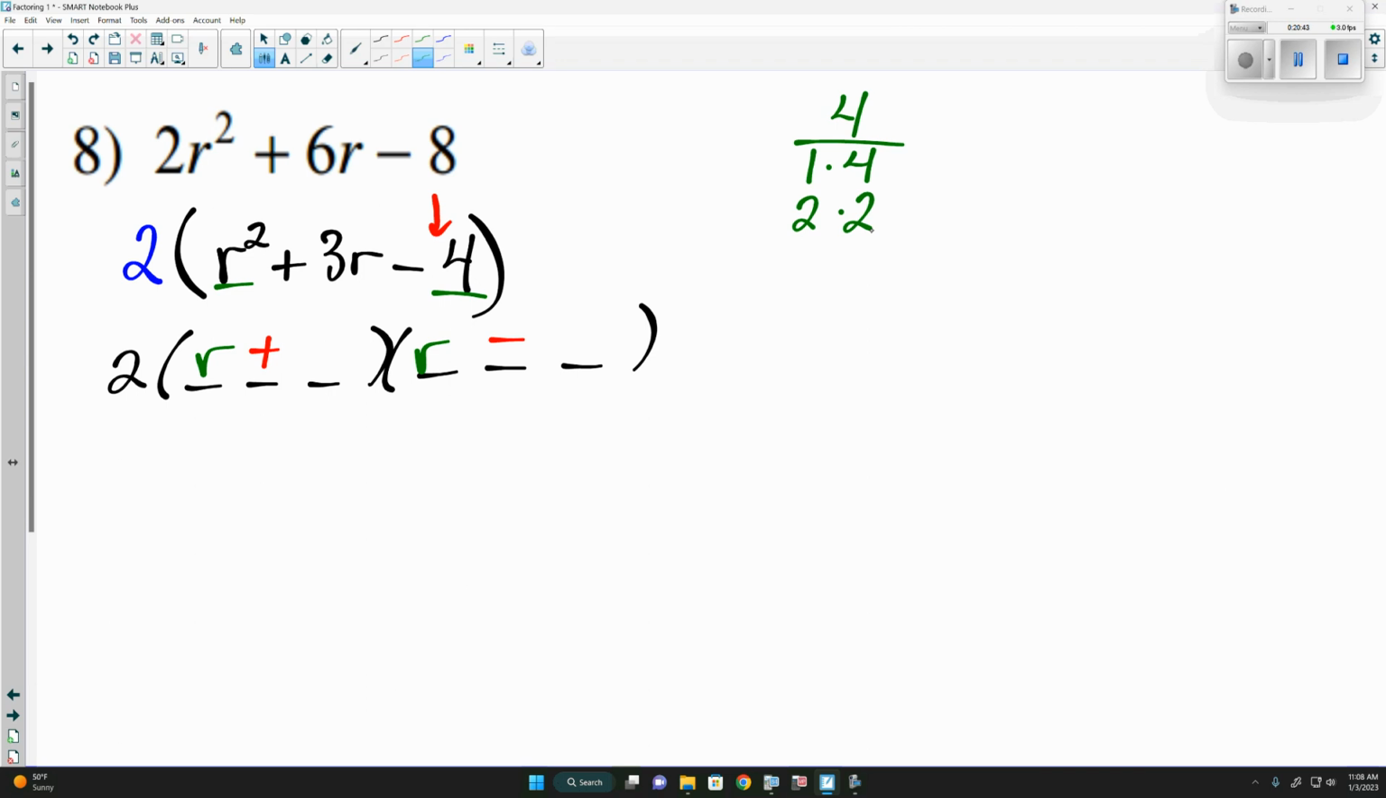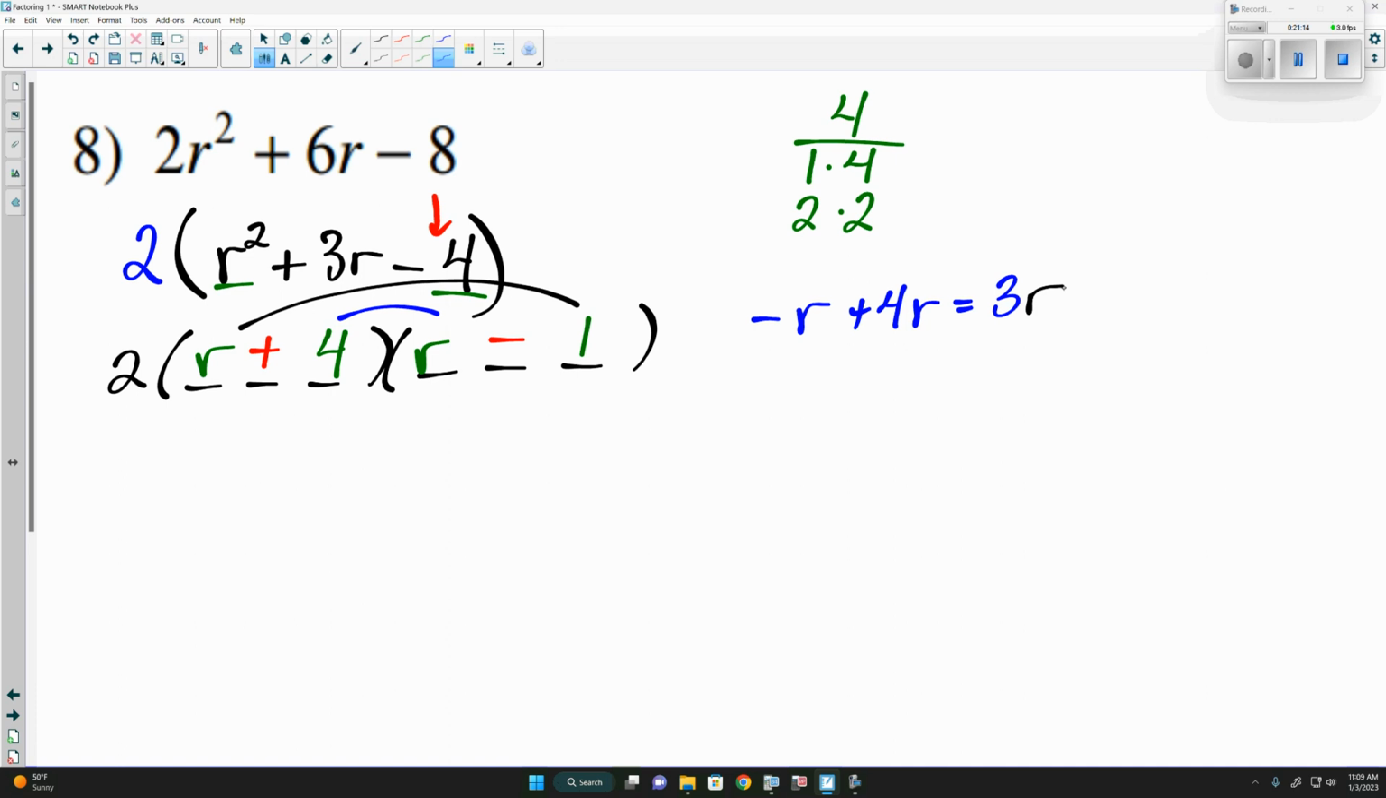Does it matter which one's positive and which one's negative? Which one, 1 or 4, is positive? And we can check it here. R times negative 1 is negative r. 4 times r is going to be plus 4r. Negative r plus 4r is positive 3r. Is that what we wanted?